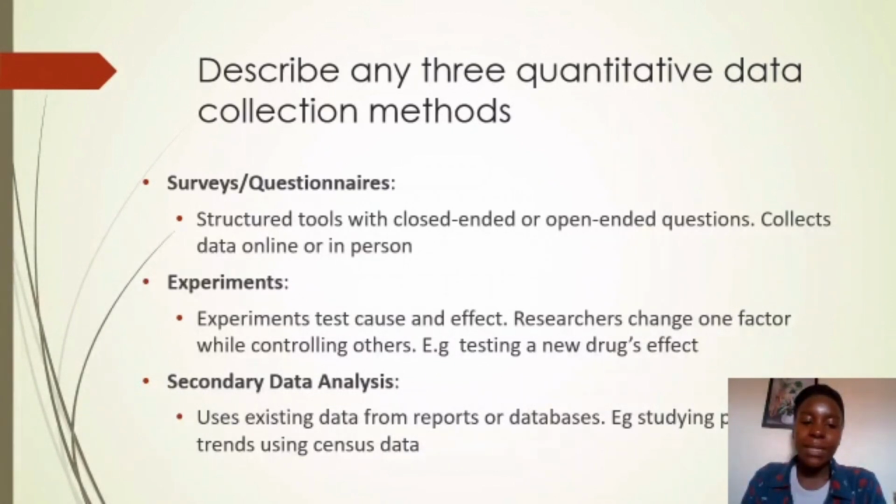Then for experiments here, experiments test cause and effect. So it is about the relationship between variables, and they manipulate the data to know about a large group, and they'll manipulate one variable. The example is testing a new drug's effect on patients, and you can use a small circle of patients, or you can test a few people and then you will know the effect on the whole community.